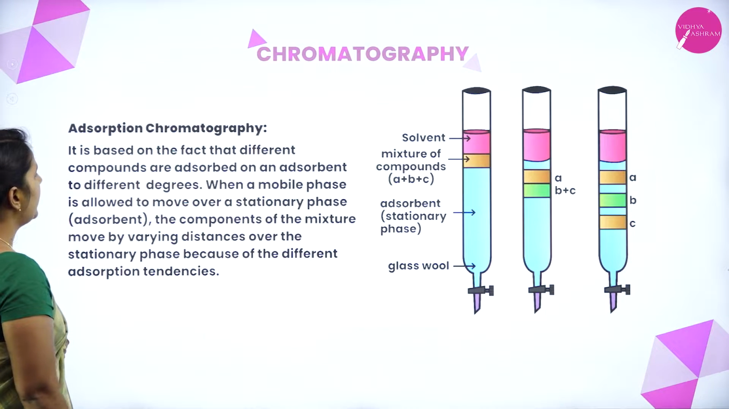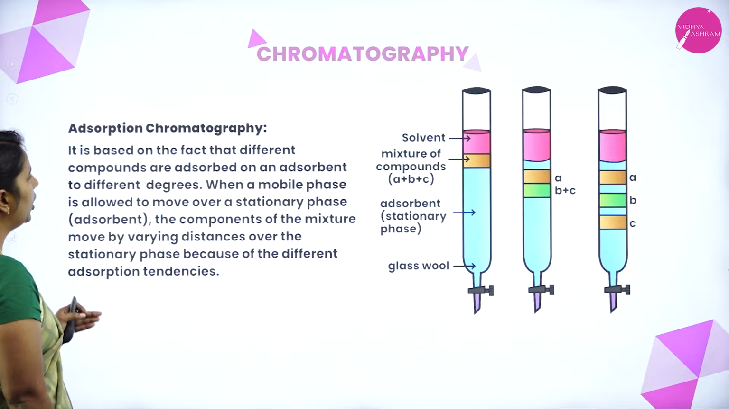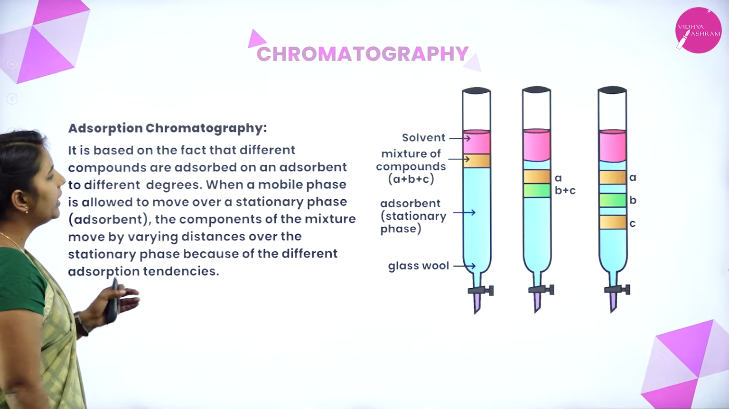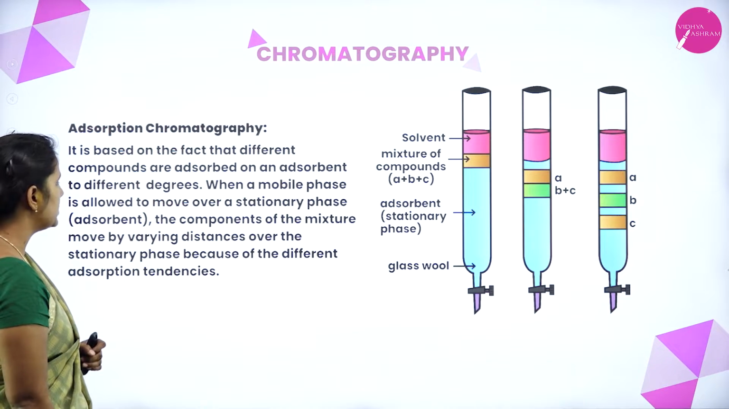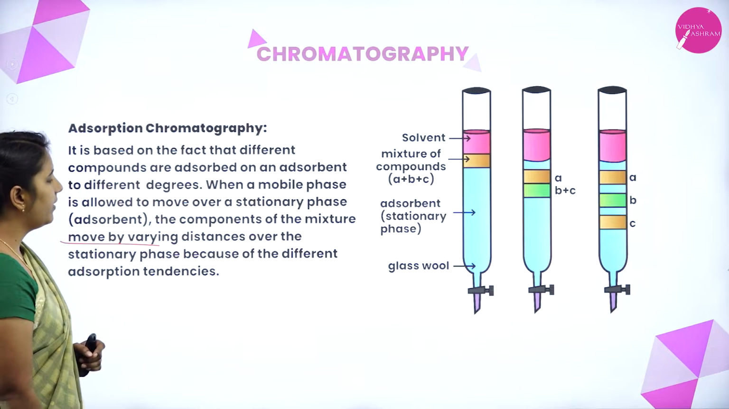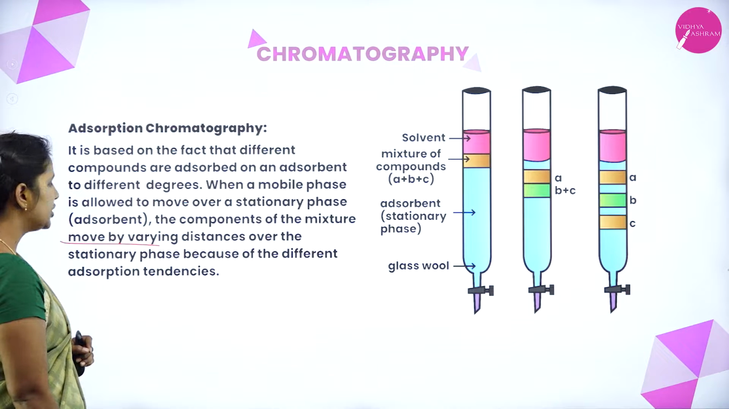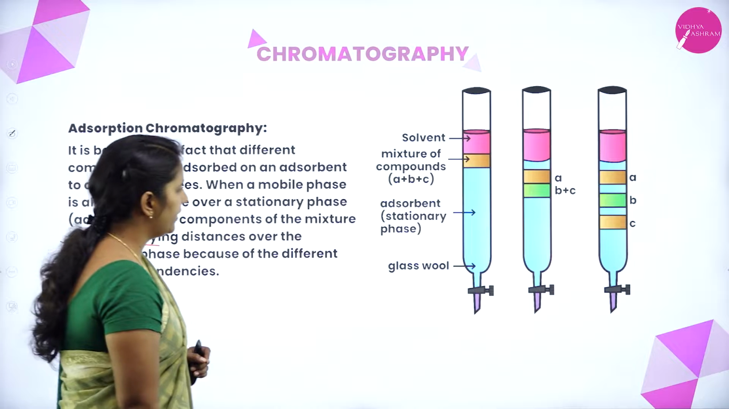Let us see adsorption chromatography. Okay. It is mainly based upon the fact that different compounds will be adsorbed on the adsorbent to different degrees. When the mobile phase is allowed to move over the stationary phase, the components of the mixture will move at different rates over the stationary phase because of their different adsorption tendency.